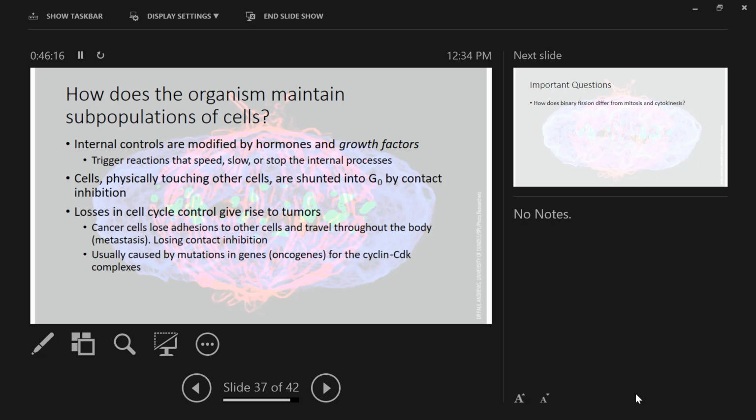So you can have cancer that's still localized, that hasn't gotten into the bloodstream and started to spread, first to the lymph nodes and then to other tissues. It can still be cancerous because it can still have lost that contact inhibition and be penetrating that tissue.